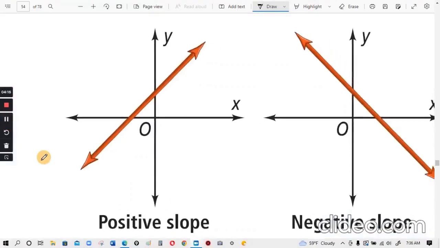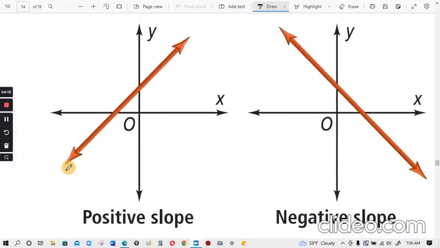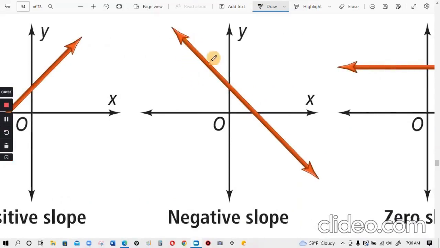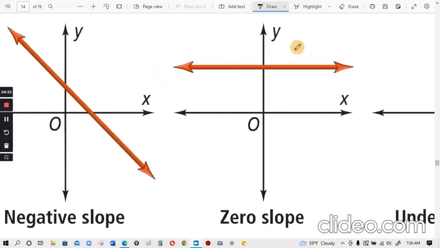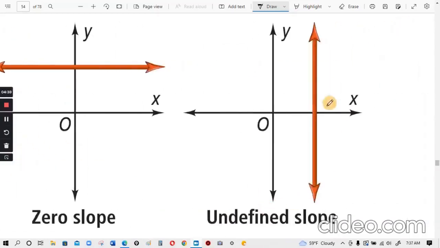So there's basically 4 types of slope. Okay, if the line goes up and to the right, that's considered a positive slope. If the line goes down and to the right, that's a negative slope. If the line is perfectly horizontal, that's a 0 slope. And as we just did on the graph, if the line is vertical, that's an undefined slope.